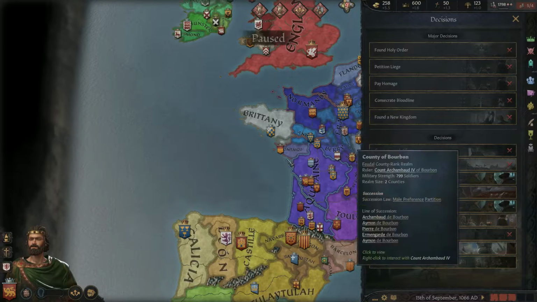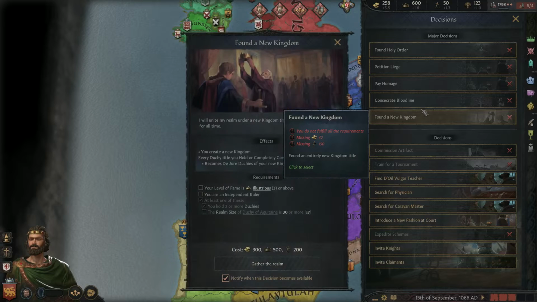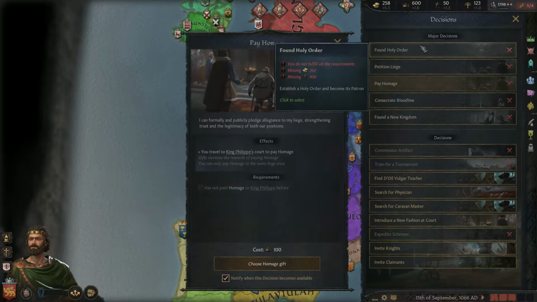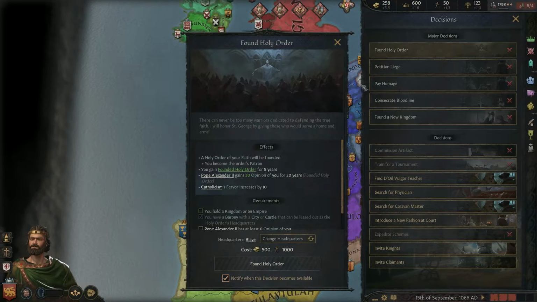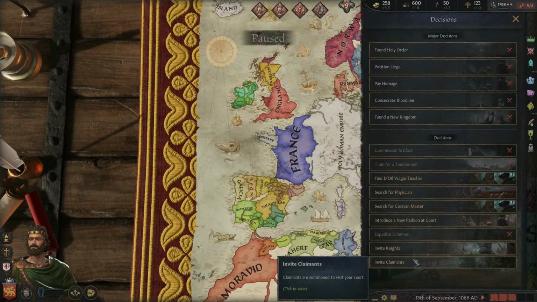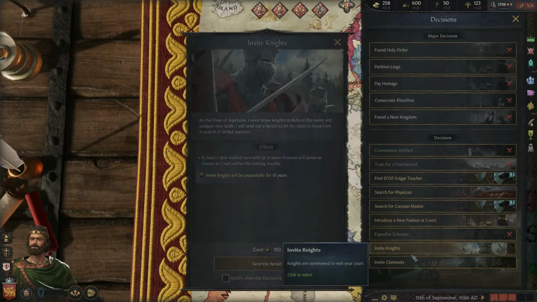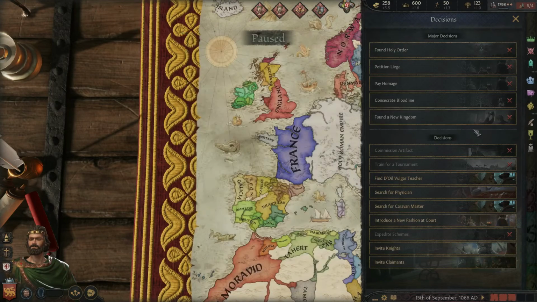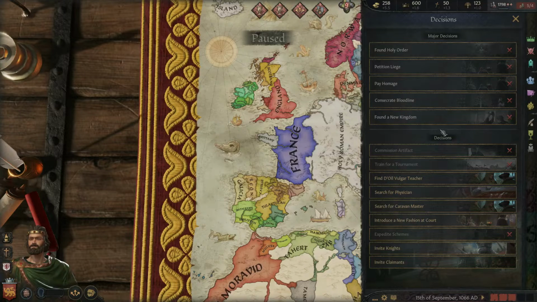We go next to decisions. This is probably the most important tab, I would say, in the game, because anything like the major decisions that you want to do, for example, founding a new kingdom, consecrating a bloodline, paying homage, or founding a holy order, this is where you find everything. If you have an ability to create a special kingdom or empire, it will appear here as well. You've got the objective stuff that everyone has access to, for example, search for physician, invite knights or claimants, but other than that, any special things that are special to your culture or religion will appear up here as well.